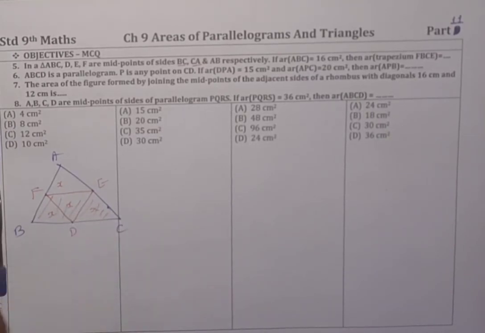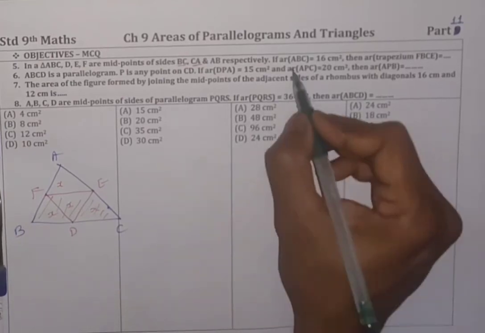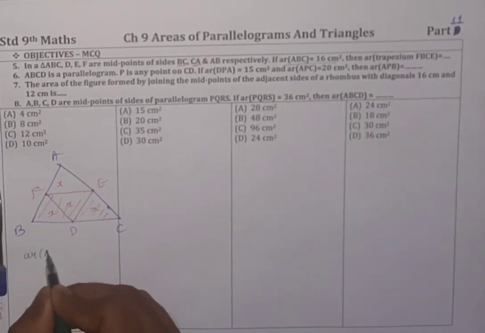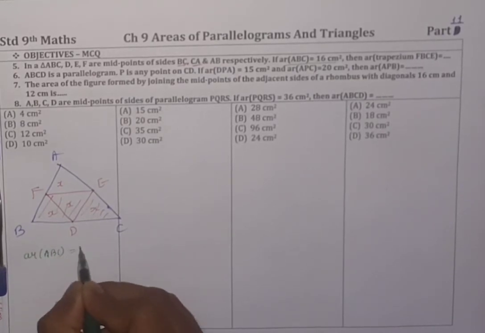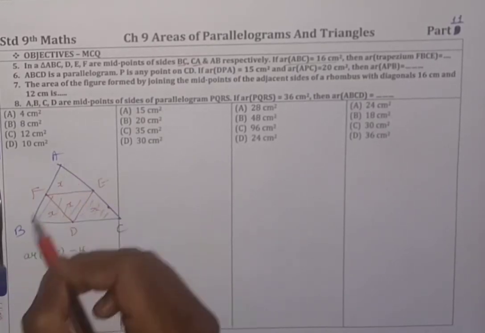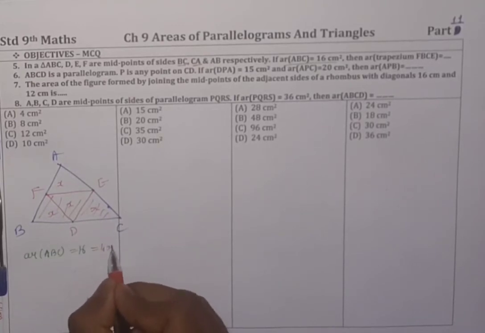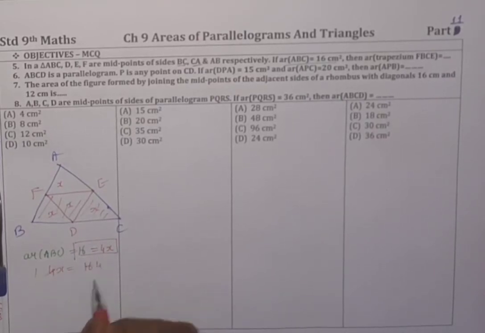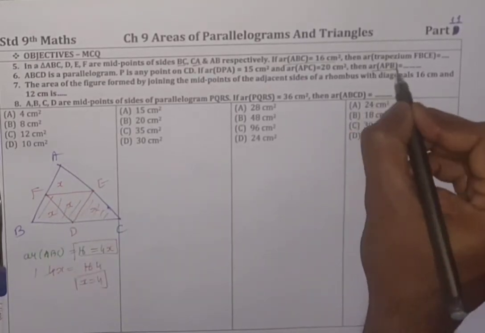See what is given and what is to be found. Area of triangle ABC is 16. By ABC I mean the whole triangle. And that is equal to 4X, as per the condition. You got the equation: 4X is equal to 16. 4 ones are 4, 4 fours are 16. So X is equal to 4. You got this X as 4. Now you have to find what? Area of triangle APB.